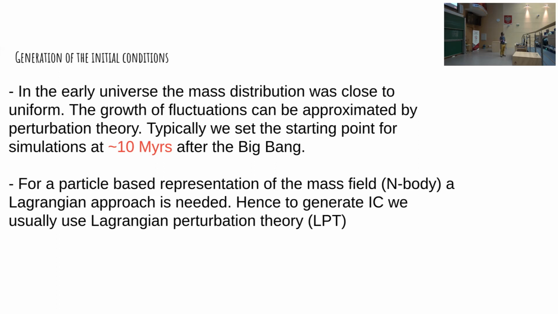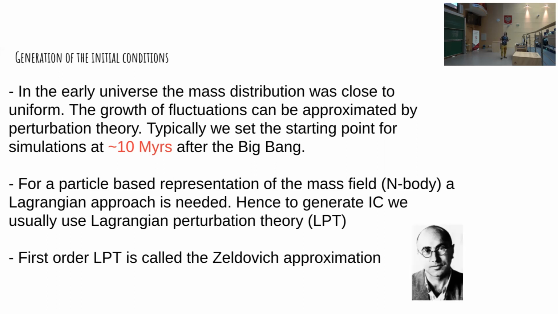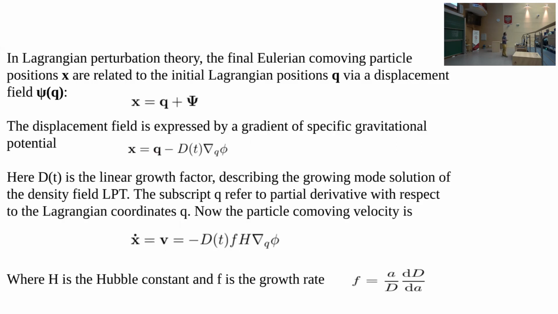The first one of the Lagrangian perturbation theory is otherwise known as the Zeldovich approximation, meaning back to the Zeldovich I mentioned earlier. So the idea is the following. You have your Lagrangian positions and Eulerian particle positions x. Capital X are Eulerian, Lagrangian is like Q.